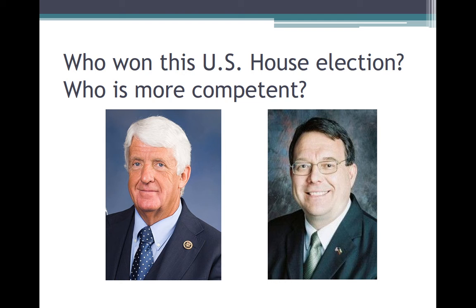How many vote for the guy on the left? 1, 2, 3, 4, 5, 6, 7, 8, 9, 10, 11, 12. How many vote for the guy on the right? 1, 2, 3, 4, 5, 6, 7. Well, I just looked up some place for a House of Representatives. And this is Utah's race in 2006. And so this guy won the election.